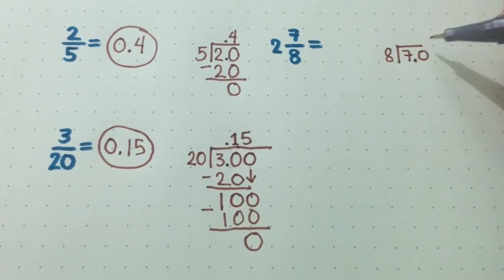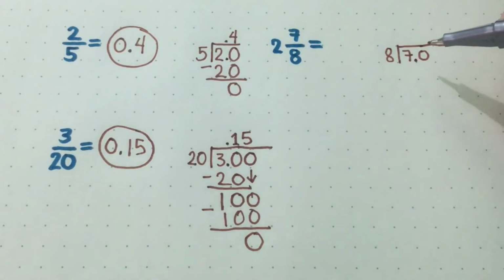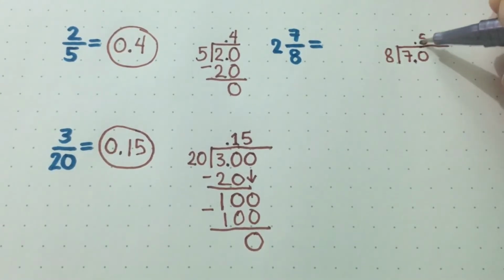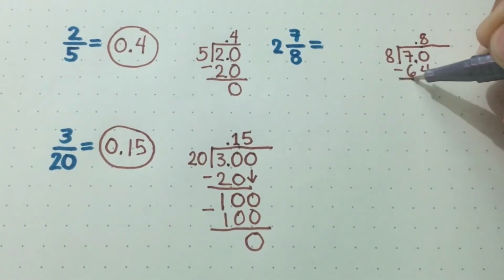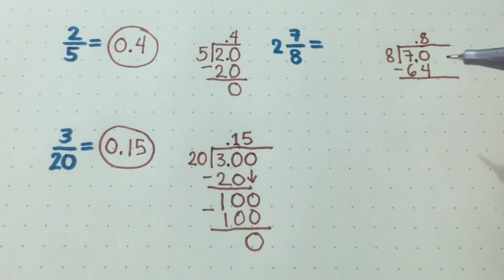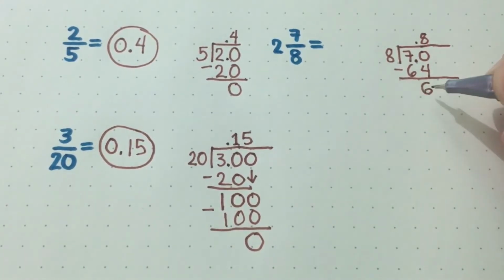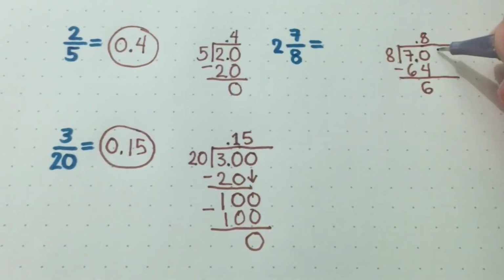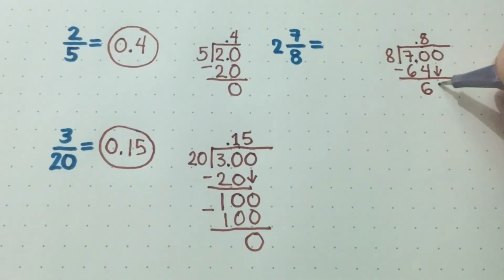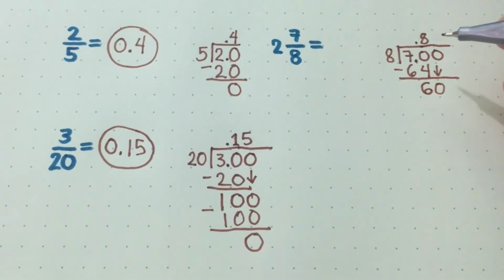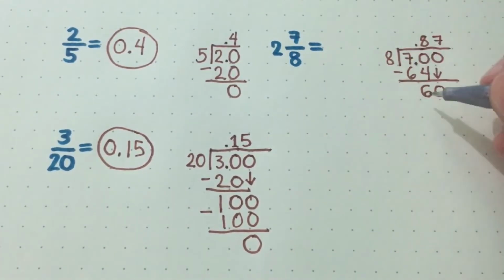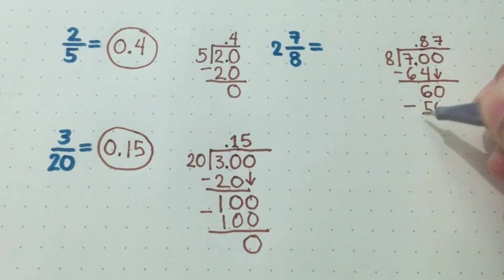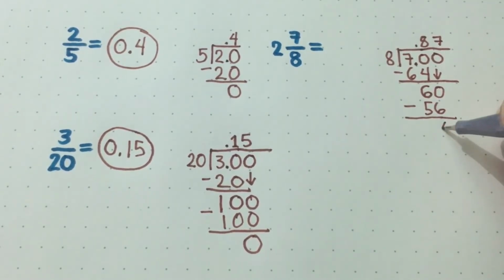So 70 divided by 8, that will be 8. Okay, so 8 times 8 is 64. Subtract. 70 minus 64, you will have an answer of 6. We may again add another 0. Bring down 0, so we got 60 divided by 8, and that is equal to 7. Then continue. 7 times 8, that's 56. Subtract. 60 minus 56, we got 4.